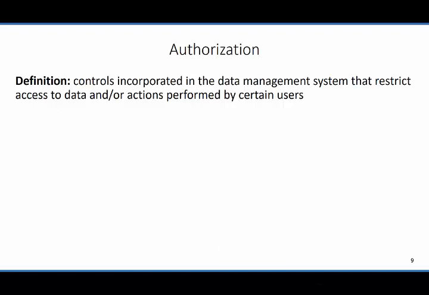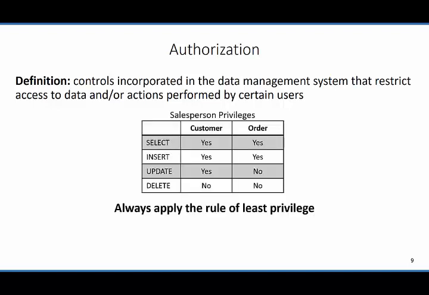In this video we're going to go over authorization, which are controls that are incorporated by the DBMS to restrict data access or certain actions that certain users can perform. And we've actually talked about this a little bit when we talked about granting users certain privileges as well as views. So for example, we can apply to the salesperson privileges, giving him access to everything on the customer table except for delete. We can give him insert and select privileges on the order table.